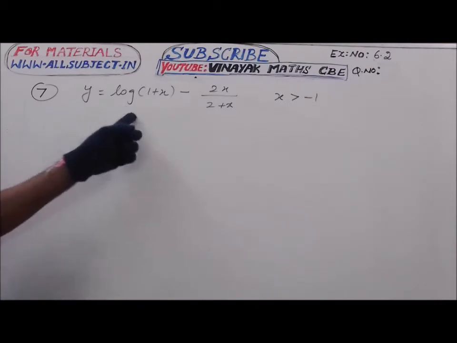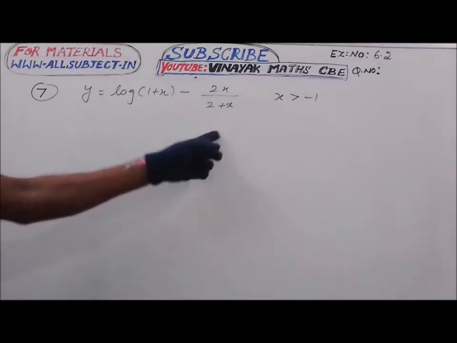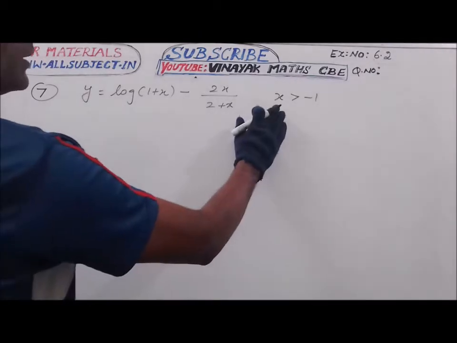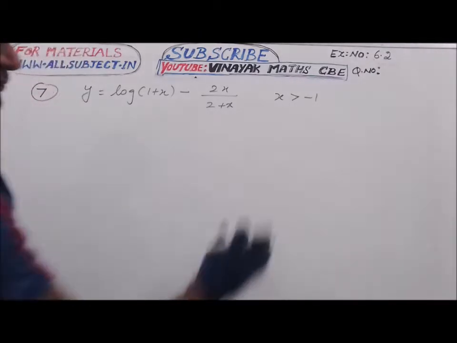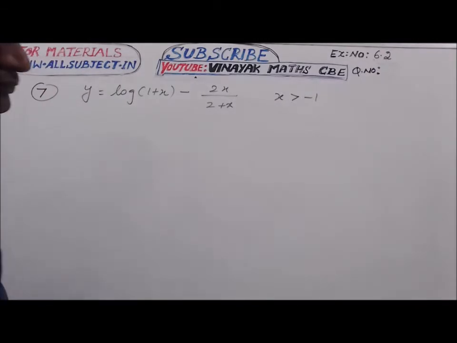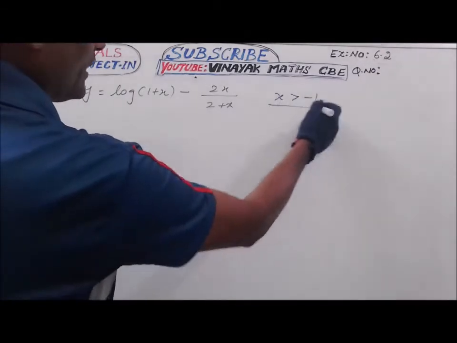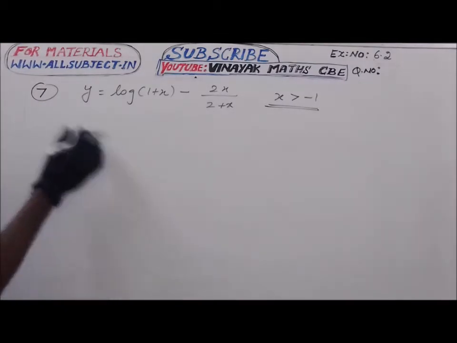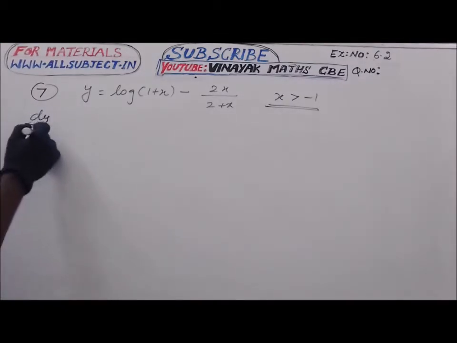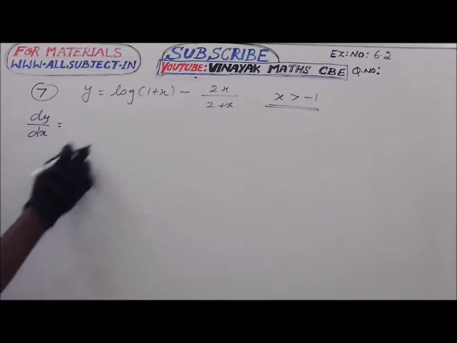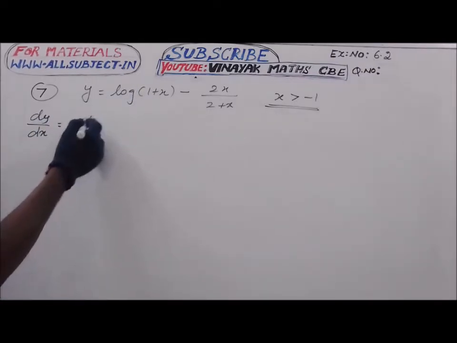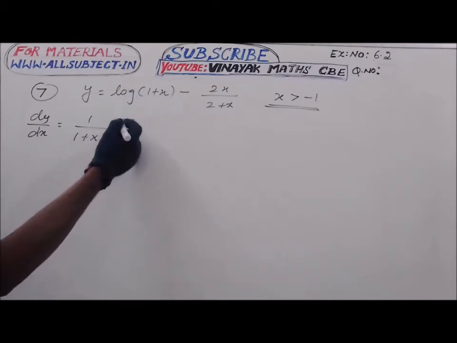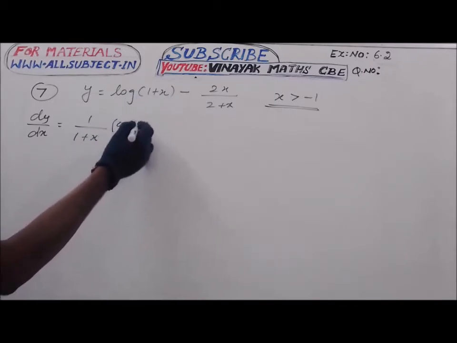Given y equal to log of x plus 1 minus 2x by 2 plus x, we should show that this function is strictly increasing through its domain x greater than minus 1. So we need to find dy by dx. dy by dx is equal to, for log x it is 1 by x, so 1 by 1 plus x. By chain rule, differentiating 1 plus x it is 0 plus 1.